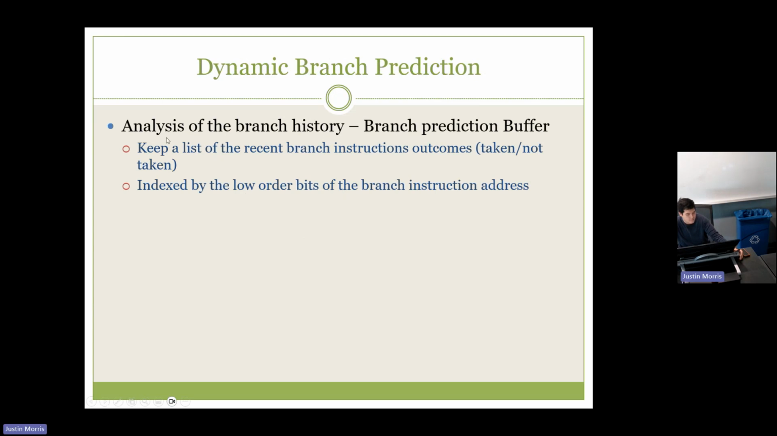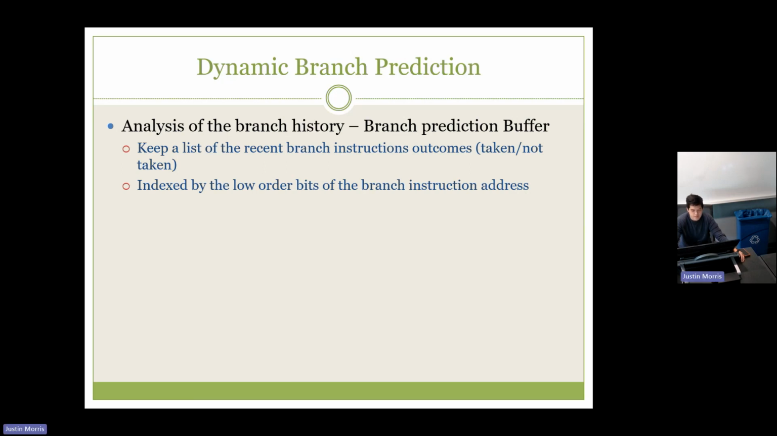So how do we keep this history of each branch? We're going to have this branch prediction buffer. We're going to keep a list of the recent branch instruction outcomes of taken and not taken. And this list of branch instructions is 32-bit addresses, right? If I wanted to keep an exact history of every single branch possible, my table would need to be 2 to the 32 entries. That's too many entries, right?